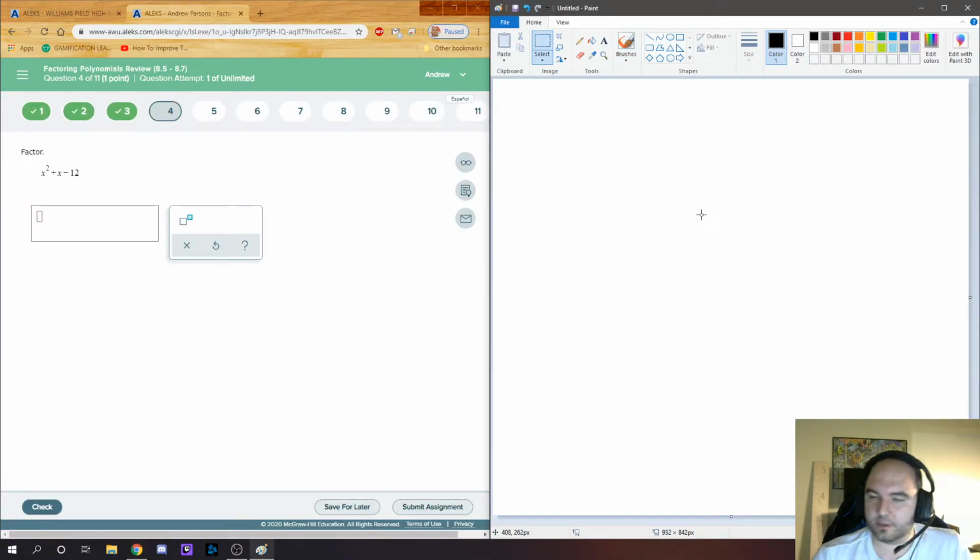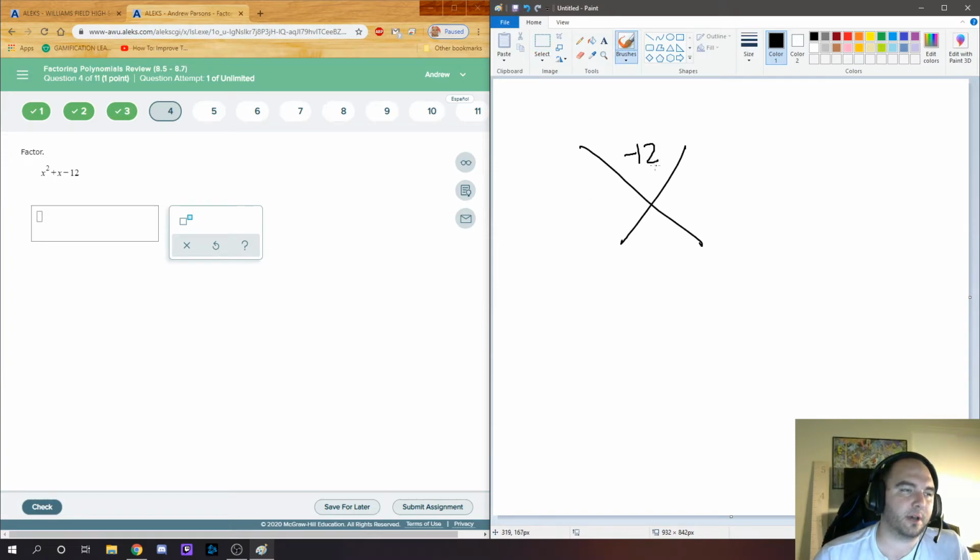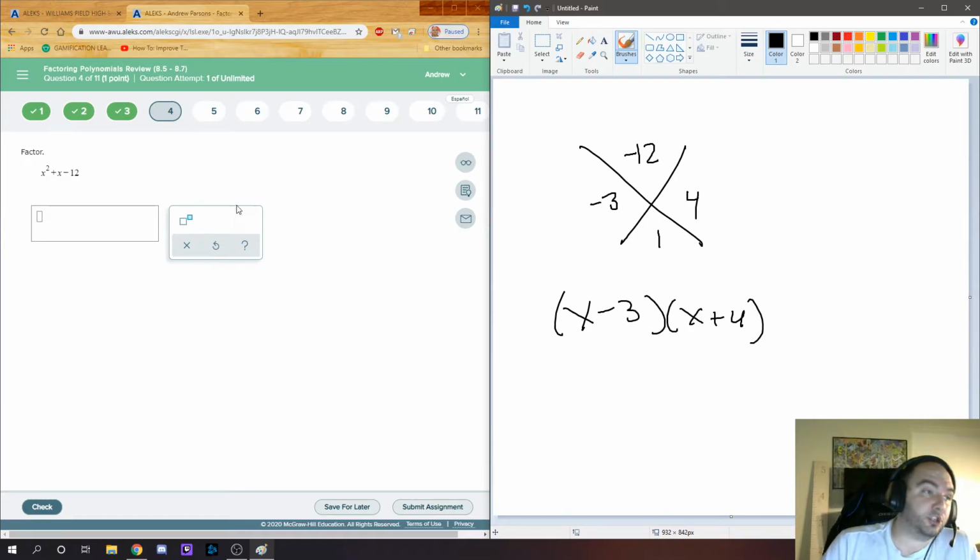So this next one, let's just start, and I'll write a big X. -12 is on top. There's no number in the middle, but it is technically 1, right? X is 1x. What multiplies to make -12 but adds up to make 1? That would be -3 times 4. And therefore, the answers are x minus 3, x plus 4. Simple. It should be that simple.